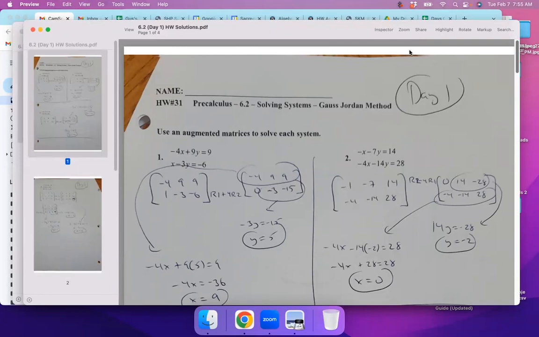And the assignment, which was posted to Schoology last week, was doing the last 4 pages, numbers 1 through 8, I believe. Sorry, 1 through 6.